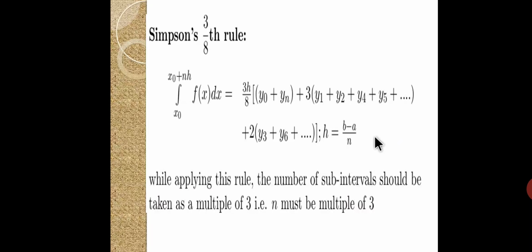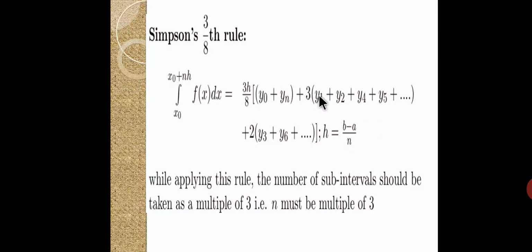Another rule, Simpson's 3/8th rule. The formula for Simpson's 3/8th rule is the integral from x0 to x0 plus nh of f(x) dx is equal to 3h/8 into the sum of first and last ordinates plus 3 into (y1 plus y2 plus y4 plus y5 plus and so on) plus 2 into (y3 plus y6 plus y9 plus y12 plus and so on).